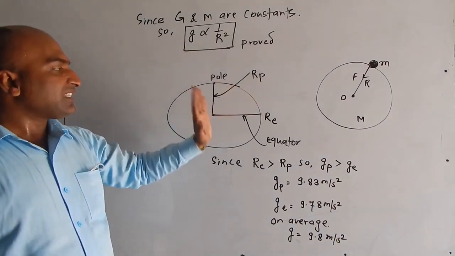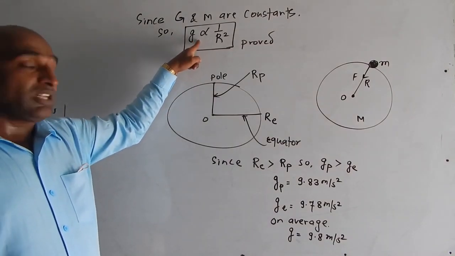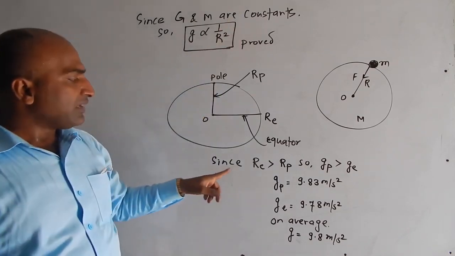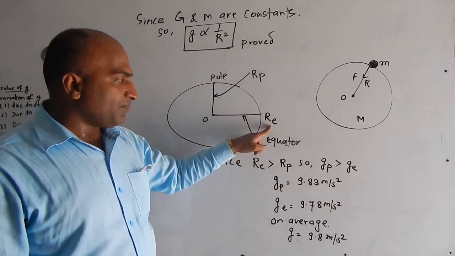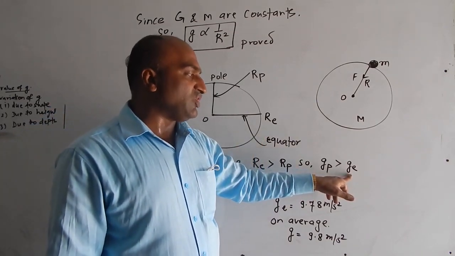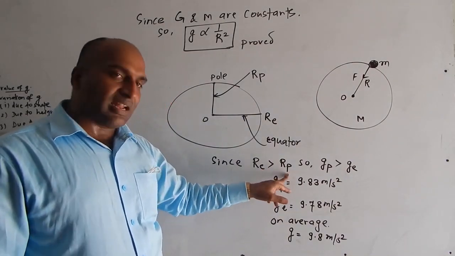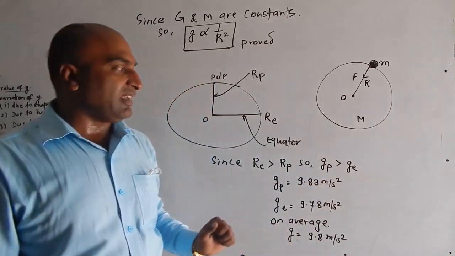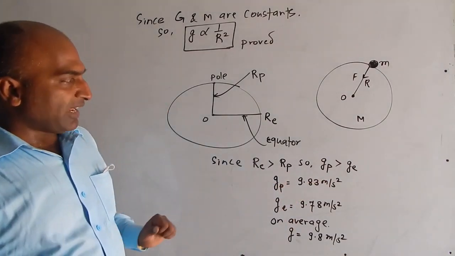One is the polar radius and the other is the equatorial radius. Since we know that acceleration due to gravity varies inversely proportional to the square of the distance, the square of the radius. From the figure, R_E, the equatorial radius, is bigger than the polar radius. So we can write g_p is greater than g_e. Since the equatorial radius is bigger than the polar radius, acceleration due to gravity at the polar region is more than at the equatorial region.